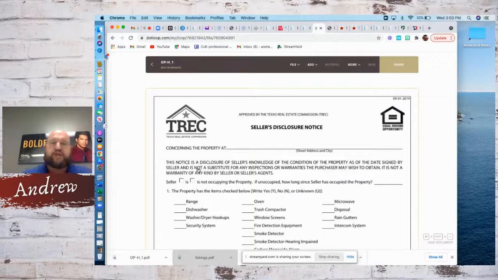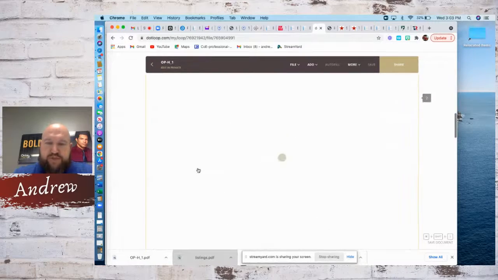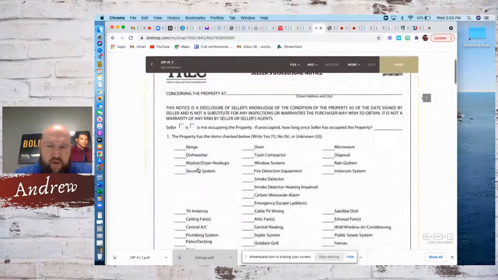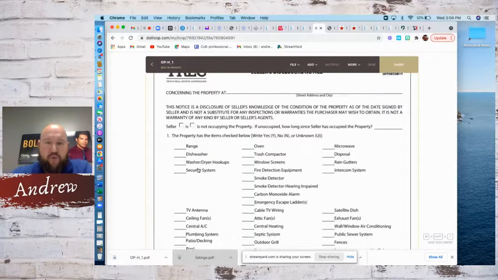So we'll look at the TREC form now. It's a much smaller form, which is another reason a lot of people want to use it and make it work. The first section is the concerning section. This notice is a disclosure of seller's knowledge of the condition of the property as of the date signed by seller. It's not a substitute for any inspections or warranties the purchaser may wish to obtain, and it's not a warranty. The seller is or is not occupying the home.